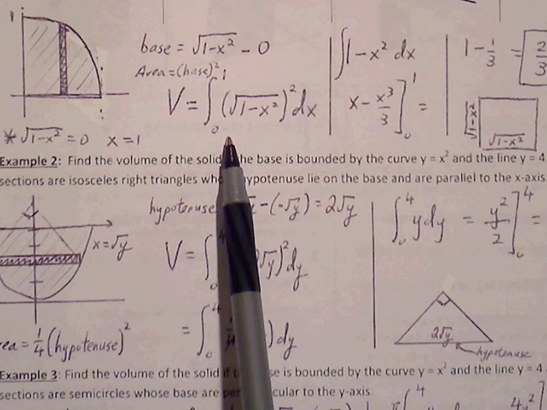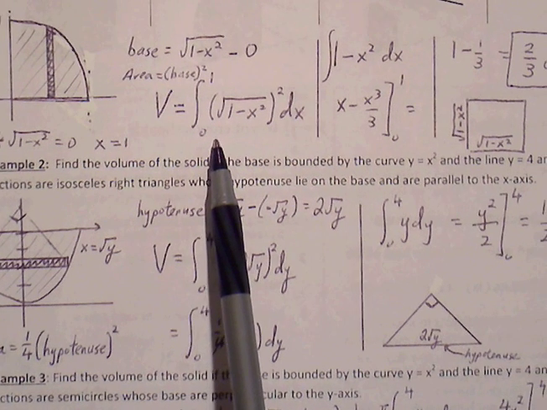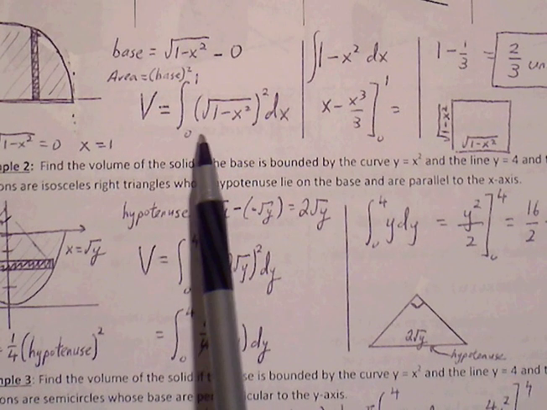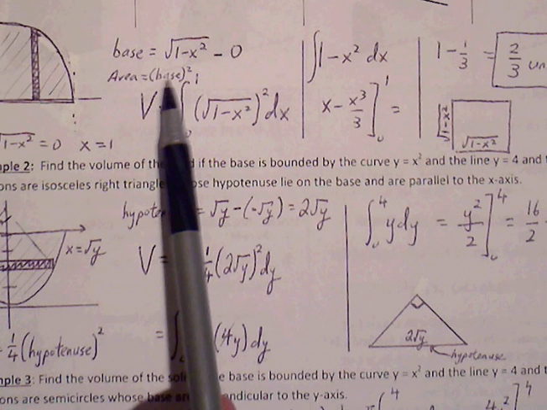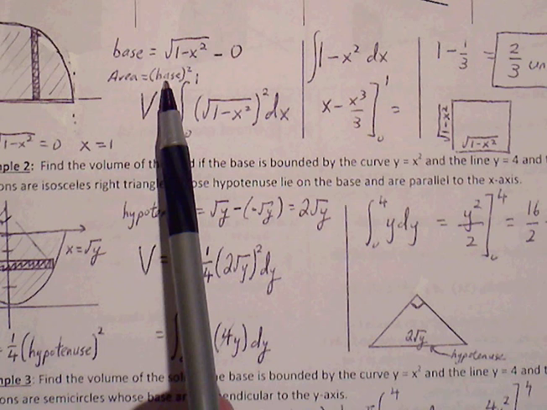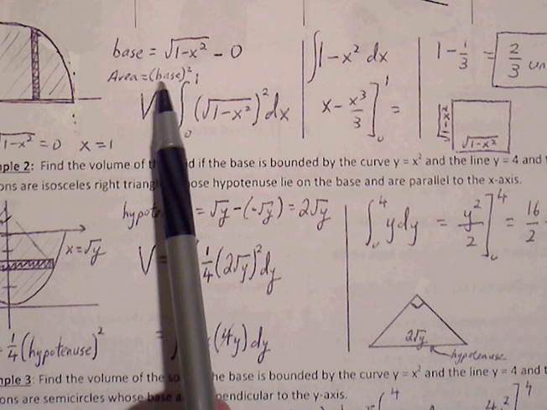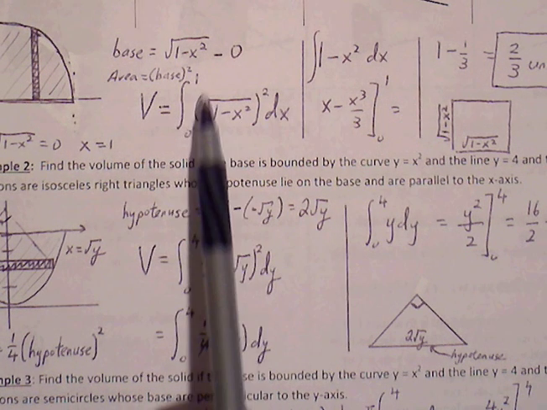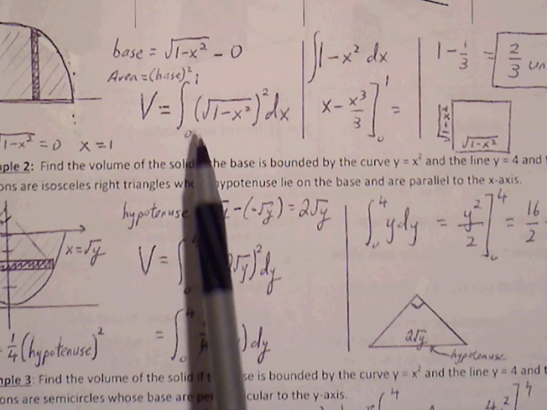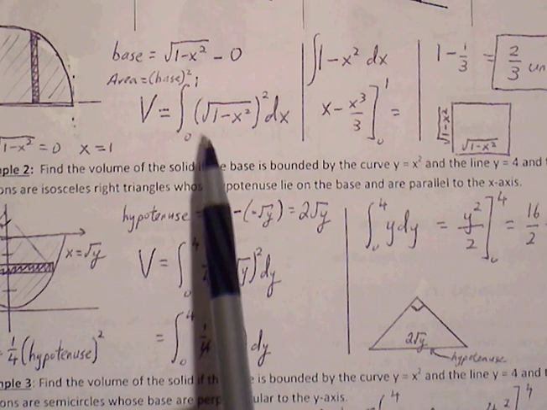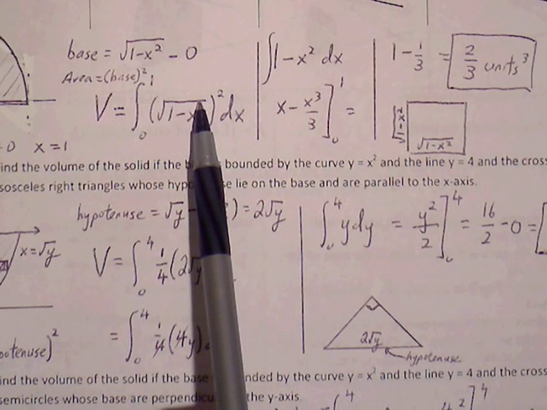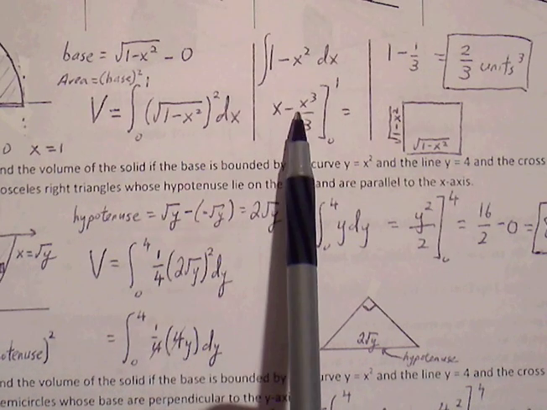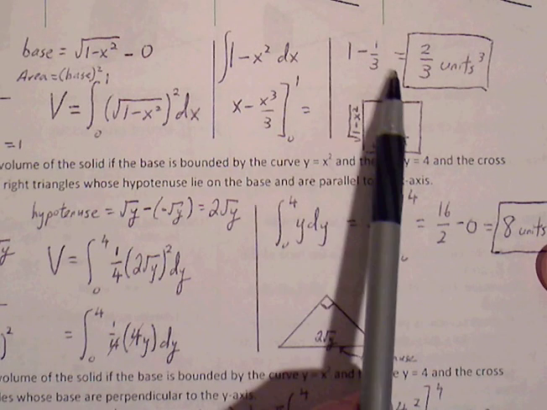So we don't even have to worry about drawing the shape. We just have to know how to get the area of the cross-section, be able to plug into the formula, and be able to produce the right bounds. From here we can simplify. The square root and the square cancel out. We go through the power rule, and we get 2/3 cubic units.